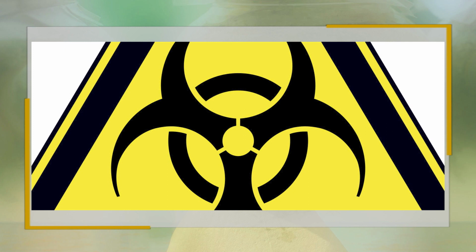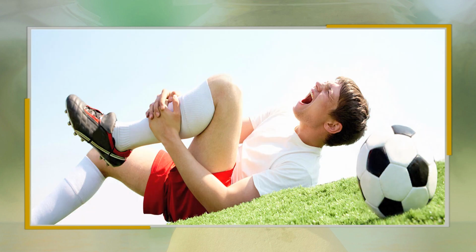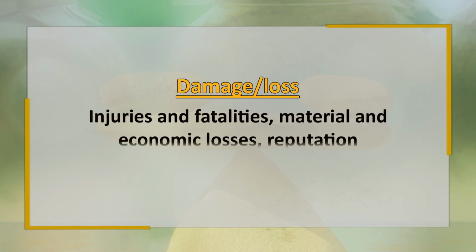Accident definitions converge to some assumptions about a hazard materializing in a sudden probabilistic event or chains of events with adverse consequences. Classification is used to standardize the collection and analysis of data on accidents. Standard categories are damage or loss, injuries and fatalities, material and economic losses, reputation, etc.